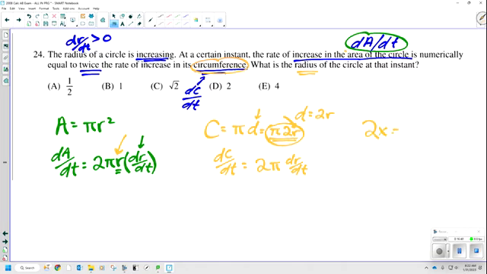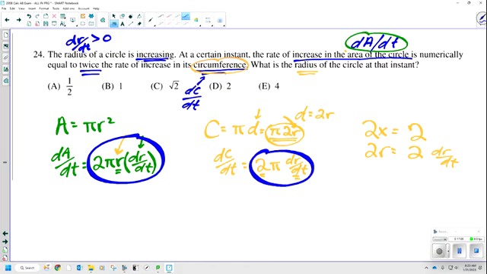Remember, the derivative of 2x is just 2, right? Well, the derivative of 2r, it's the same thing. It's just 2, but I got to put dr dt next to it. That's what I got here. Pi is a constant. It'll stay there. So look, here's dA. Here's dC. Keep in mind that dA is numerically equal to twice dC.